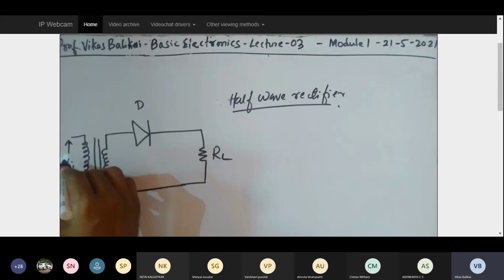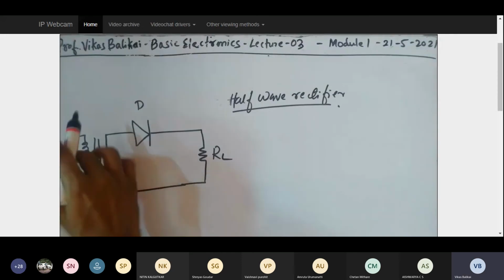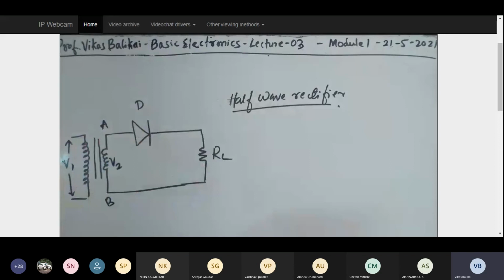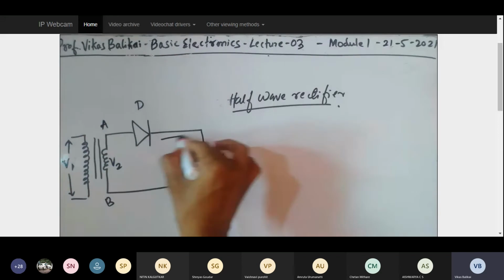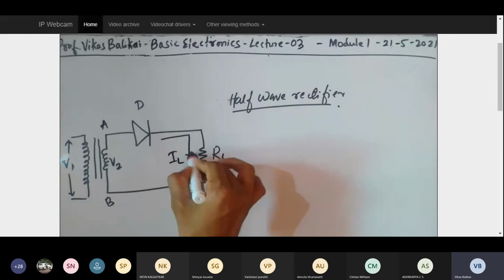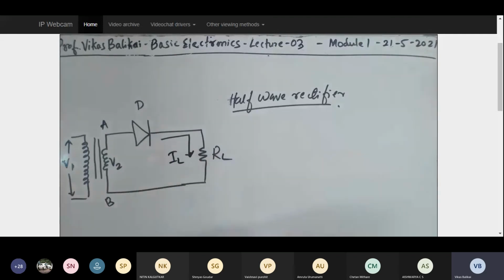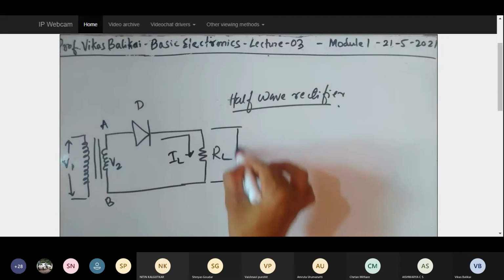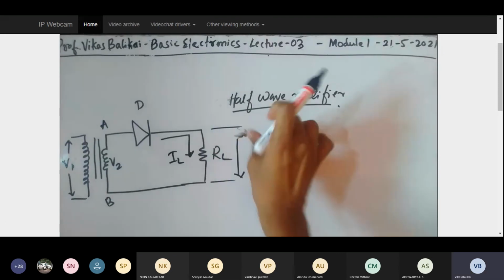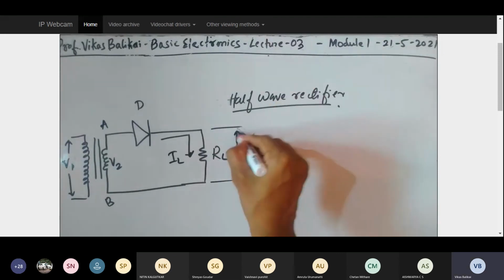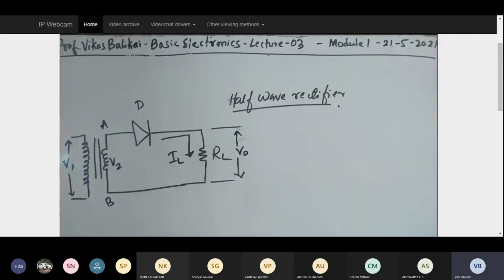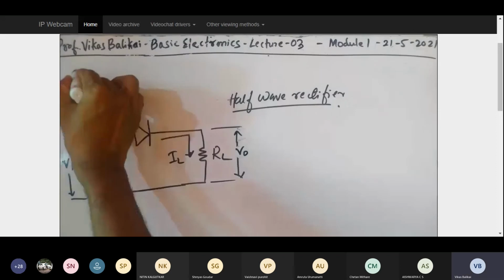Sometimes we name it as VI and VI dash. Here I'm going to name it as V1 and V2, just to avoid the confusion. These 2 points are named as A and B. The current that flows through the diode, I'm going to name it as IL, because that current is entering my load resistance RL, and across my load resistance I'm going to take my output voltage. So this is how my half wave rectifier circuit looks.